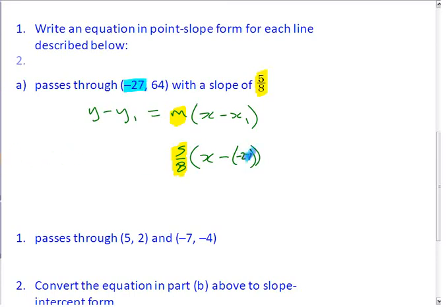Subbing this thing in here. And then the y value is that, so put it in there for that, right? What does that give you? Y minus 64. That's the equation. You can simplify it if you want.